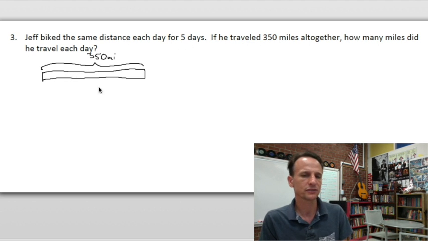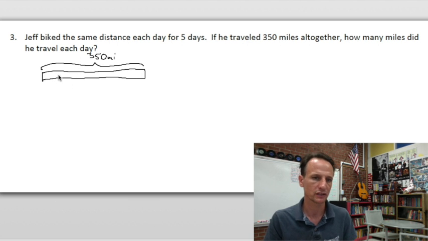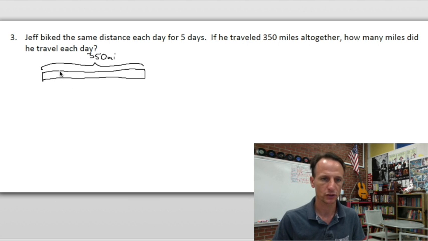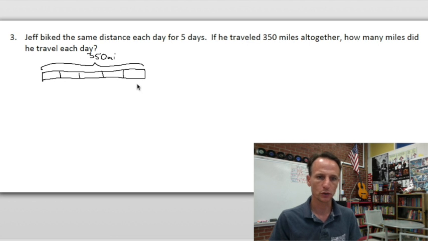Now, he did that for 5 days. So if I partition this into 5 parts, that would show 5 days. 5 is a little trickier to do. You have to draw 4 lines that are kind of equally spaced. So 1, 2, 3, 4. And those are approximately equal.